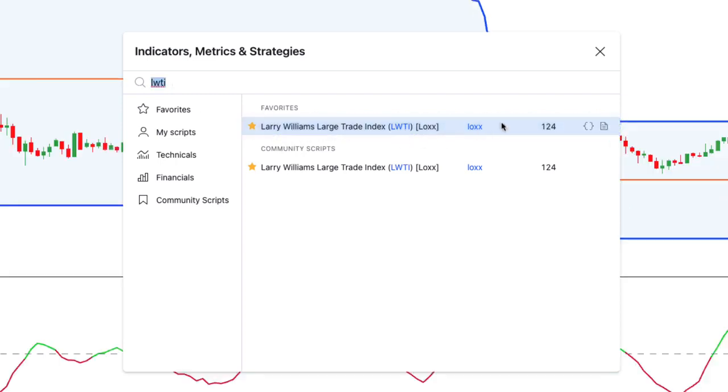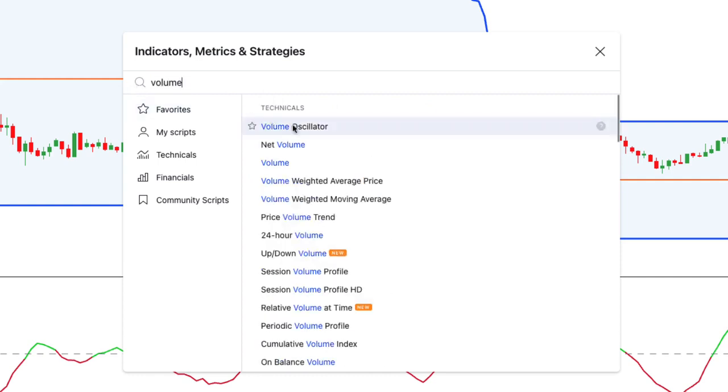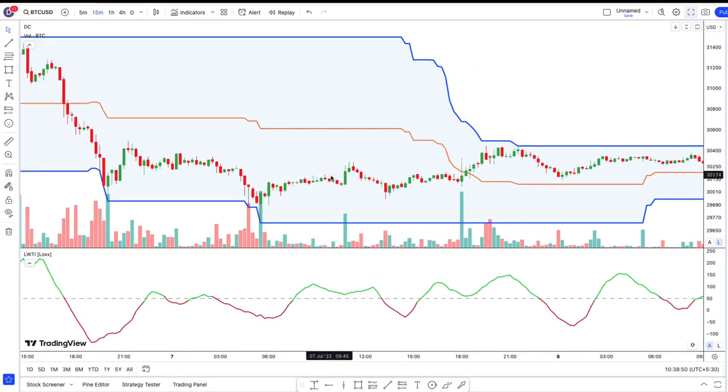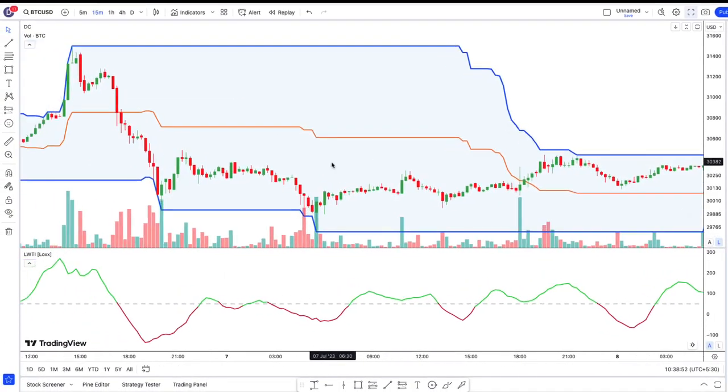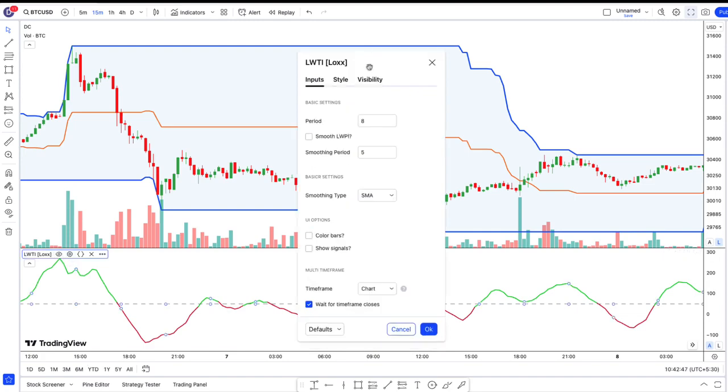The next indicator we will be adding to the chart is the volume indicator. Search for the volume indicator. Select the indicator made by TradingView and add it to the chart. Now, let's change the settings of the indicator. First, head over to the LWTI indicator settings and click on the Inputs tab.